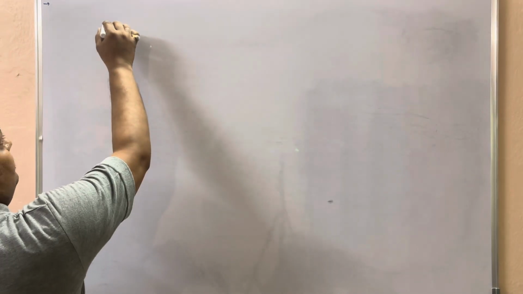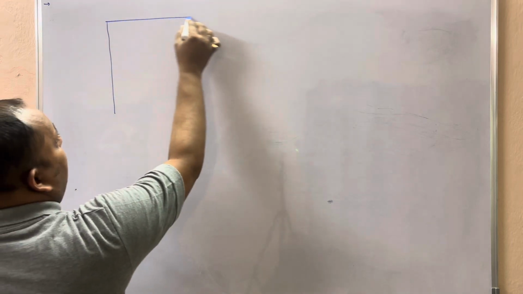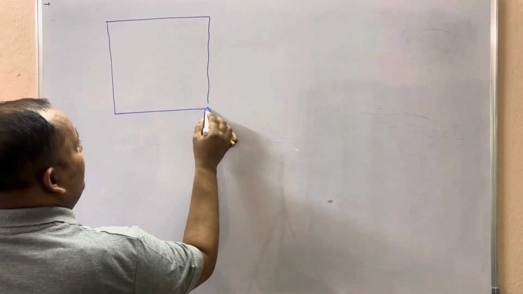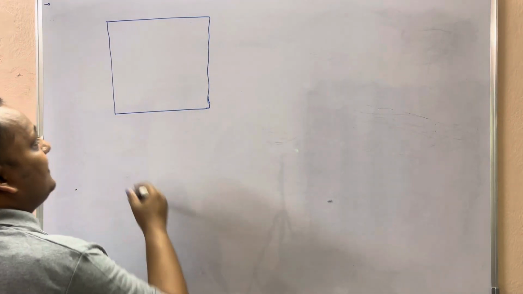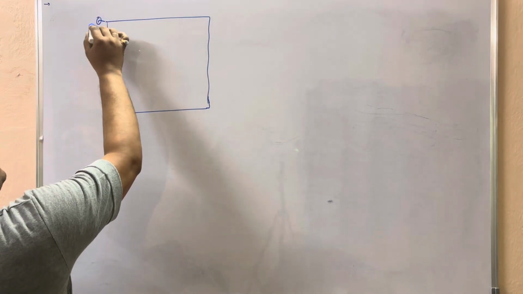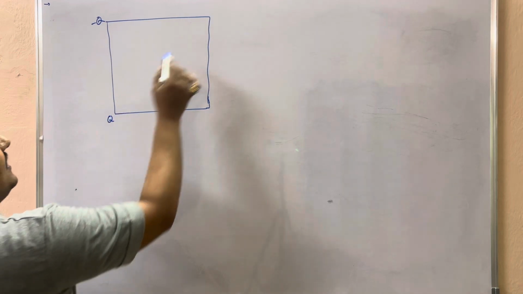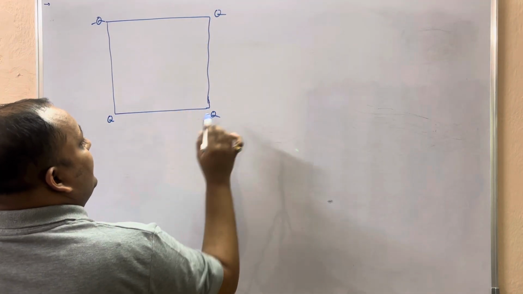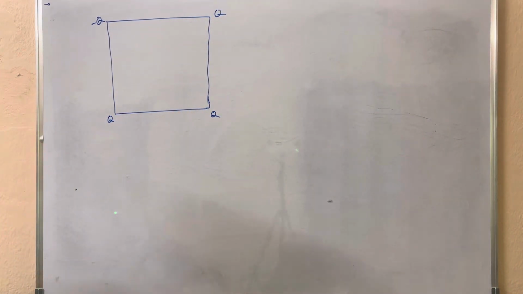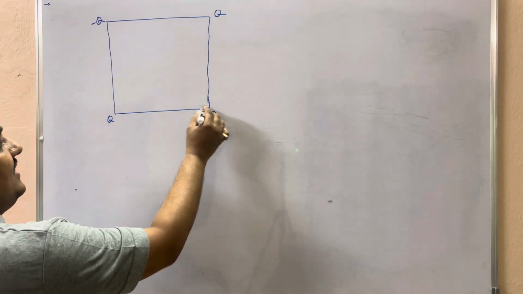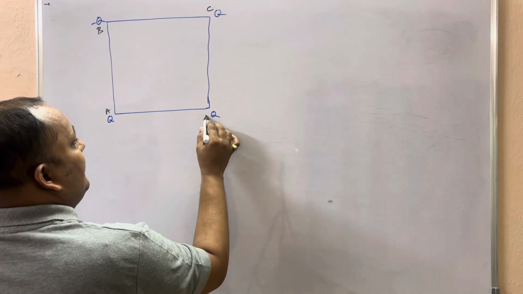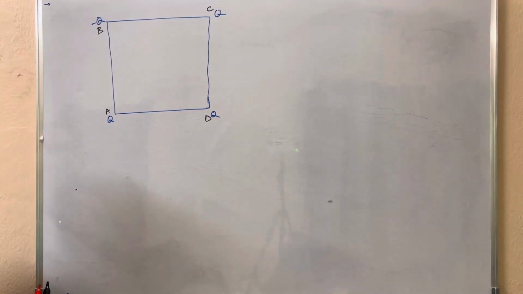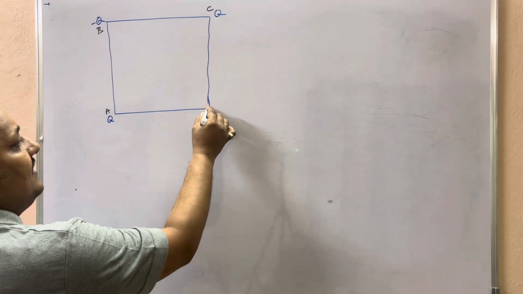In this class, again a square. Last class we discussed all positive charges. Now if you take one charge negative and the remaining three charges positive, what is the resultant force on any one of the charges? A, B, C, D. Again, I am calculating the resultant force on D.